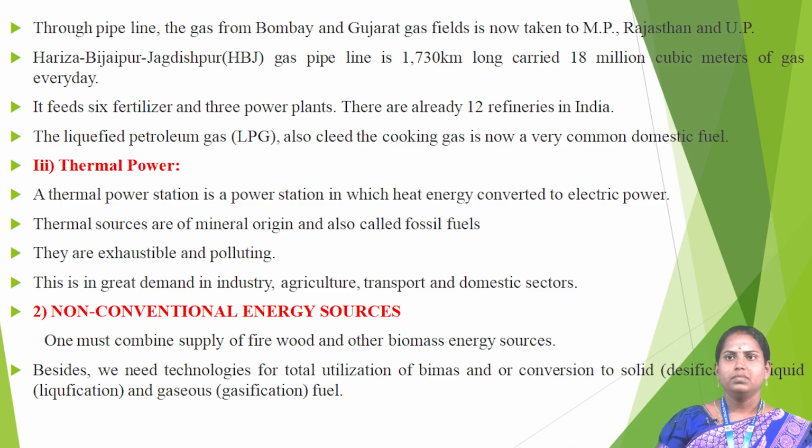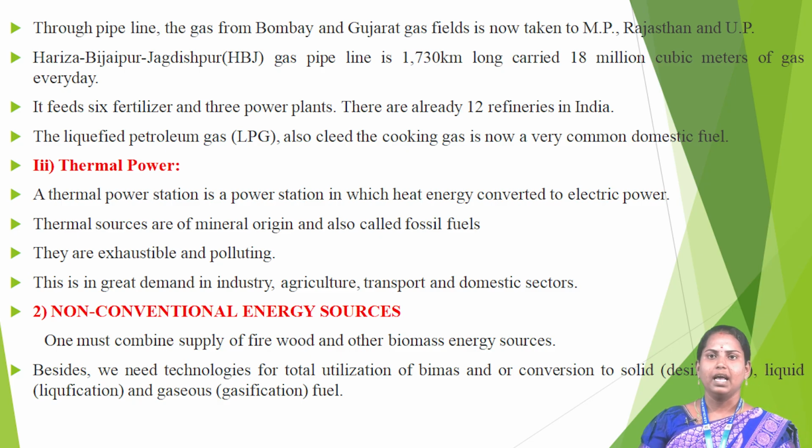And the Hazira Bijaipur pipeline is 1730 kilometer long, carrying 18 million cubic meters of gas every day. It feeds 6 fertilizer and 3 power plants. There are already 12 refineries in India.